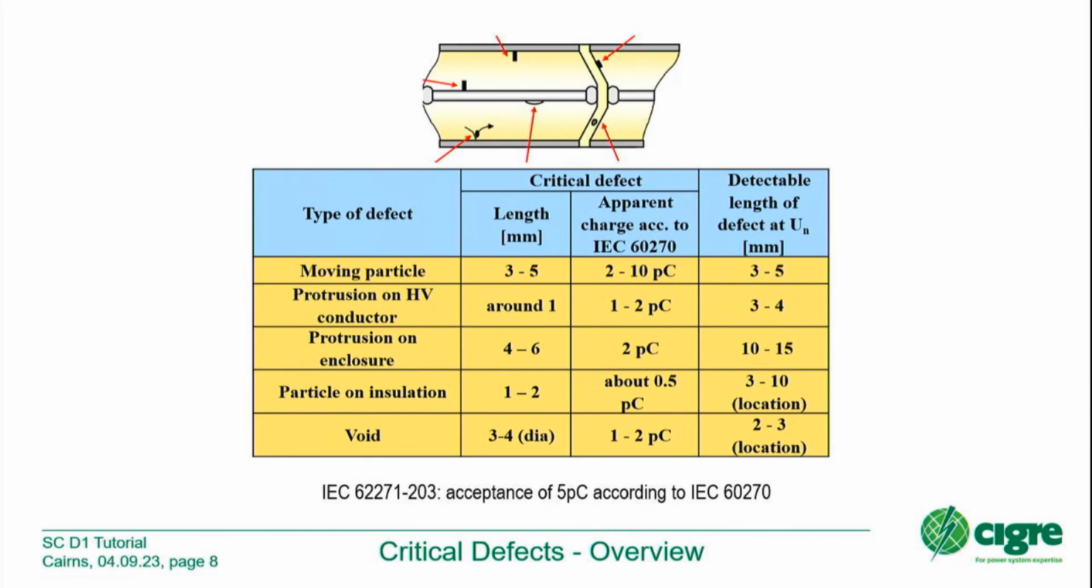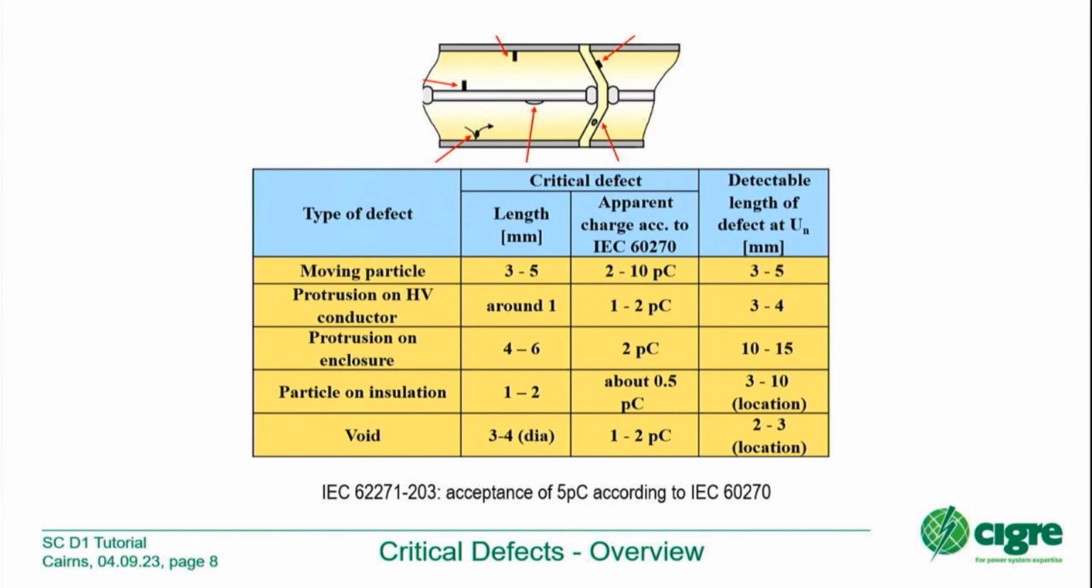So the moving particles are critical from a length of 3 to 5 millimeter, depending on the voltage level of the GIS. That means the dimension of the electrical insulation system, the distance between conductor and the enclosure. If you think about the first generation of GIS, which started nearly early 1970s, we have big dimensions, so the particles were not so critical.